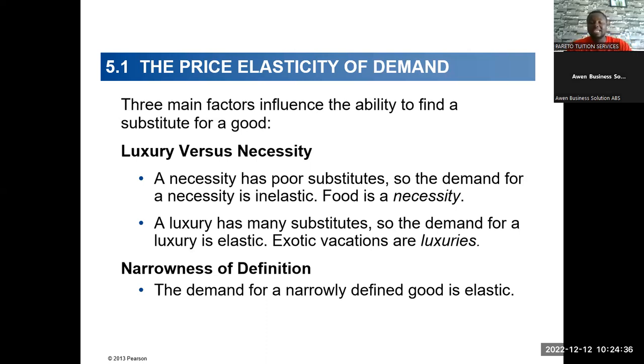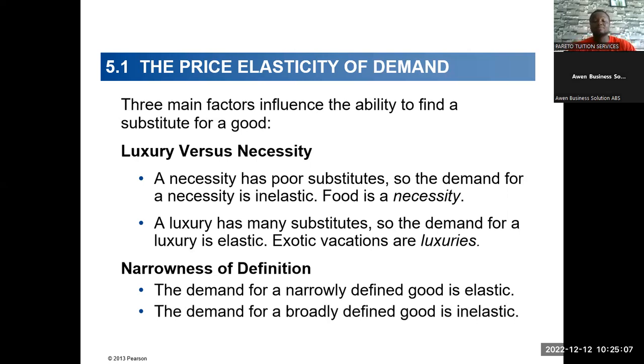But if the good is defined narrowly, we give a narrow definition of whatever good we are talking about. For example, oatmeal. It's very narrow. We just know it is oatmeal, and oatmeal has a lot of substitutes. We can take tea, coffee, or cocoa. Are we together? Yes. If you narrowly define a good, you can easily find a substitute for that good.